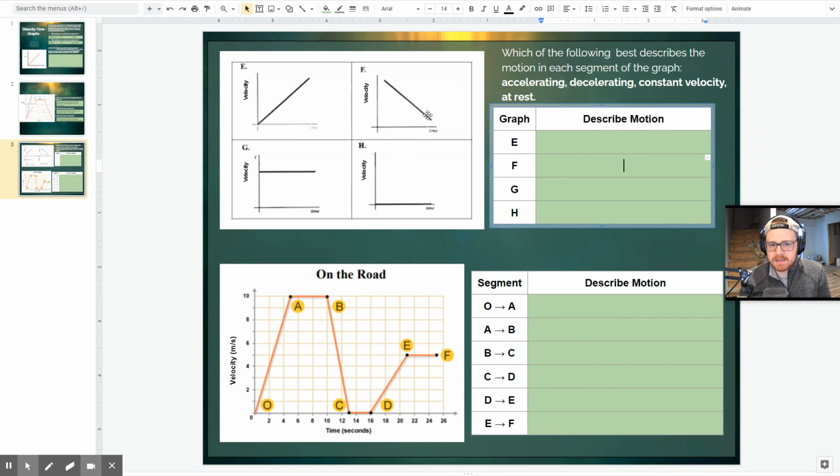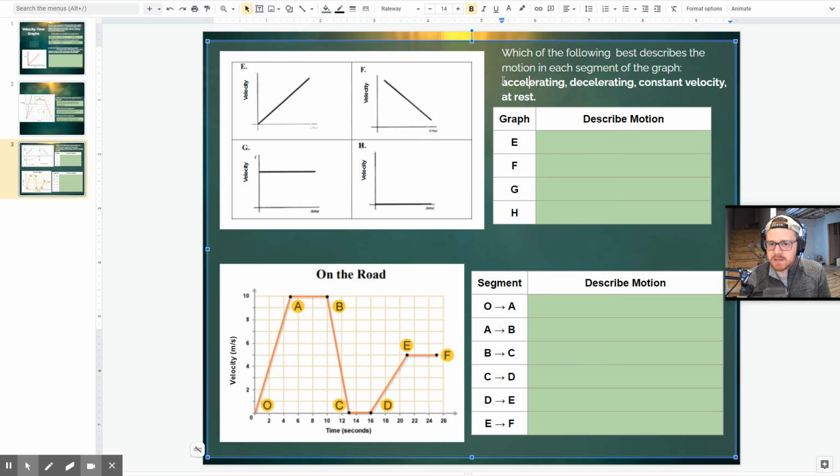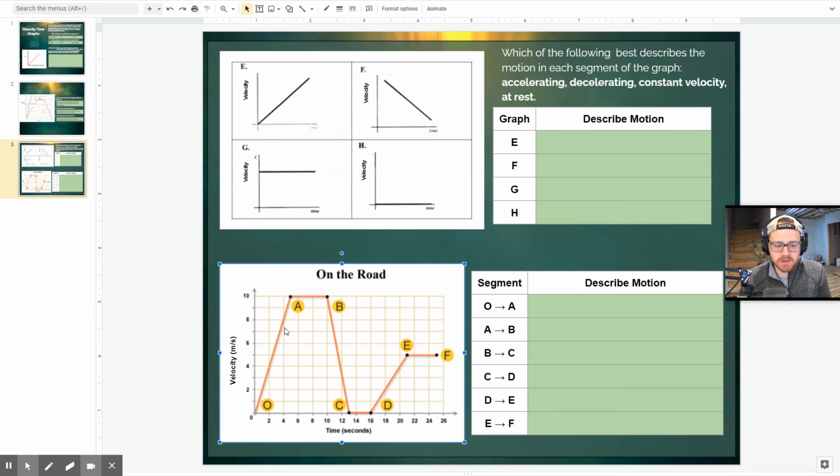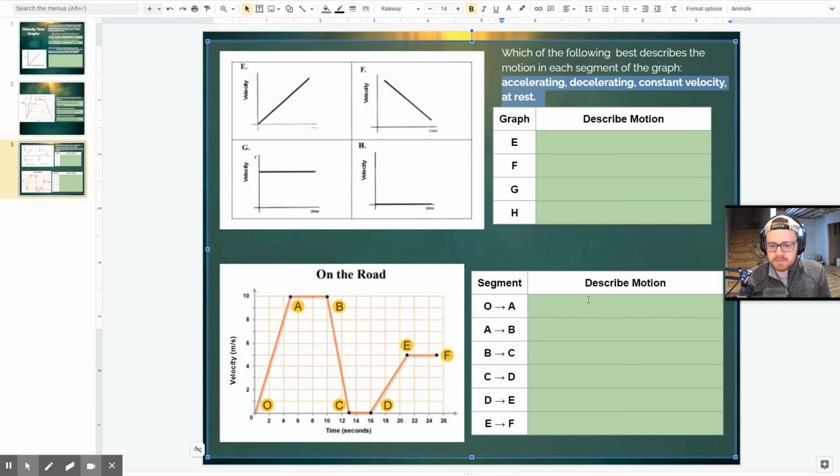So read these graphs, and then over here, tell me what's happening in E, in F, in G, in H. Use these words up here. Are they accelerating? Is it deaccelerating? Do you have constant velocity? Are we at rest? And then down here on the road, I want you to do the same thing. Use these 4 ideas, and describe to me the motion happening here from O to A, A to B, B to C, C to D, E to F. Tell me what's happening on all this. Okay, so that is what you're going to be doing today.